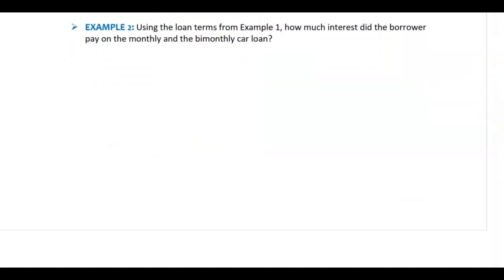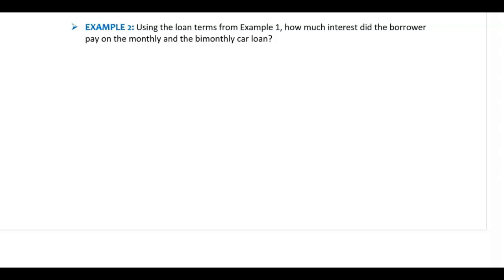Example 2. Using the loan terms from example 1, how much interest did the borrower pay on the monthly and bi-monthly car loan? So, we have a couple of things we need to look at. First, we need to know the total amount paid for the loan. Thereafter, we need to find the interest paid on the loan.